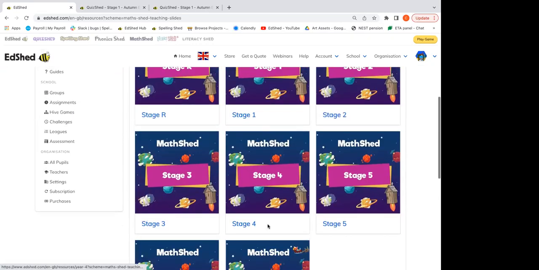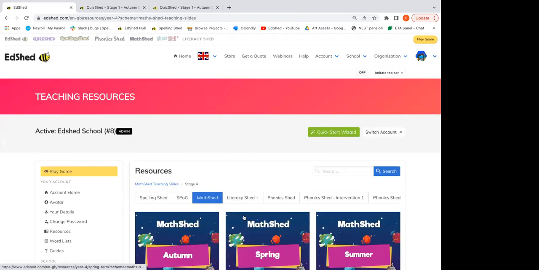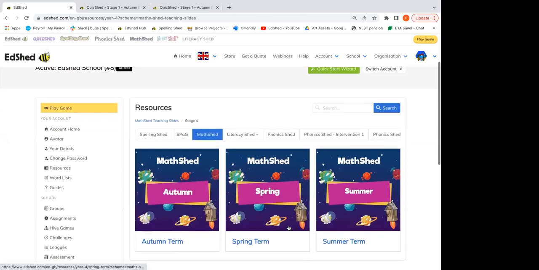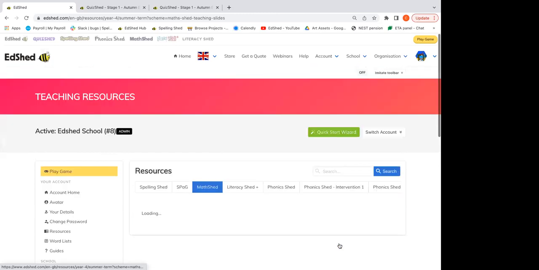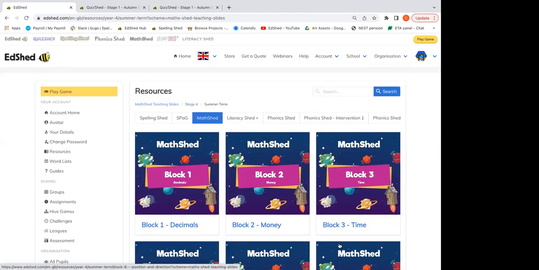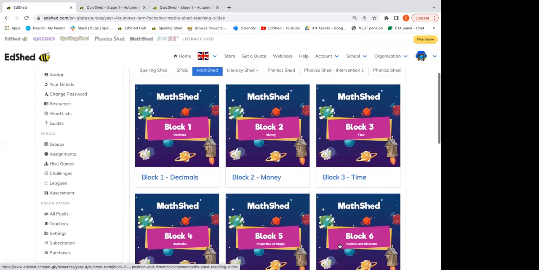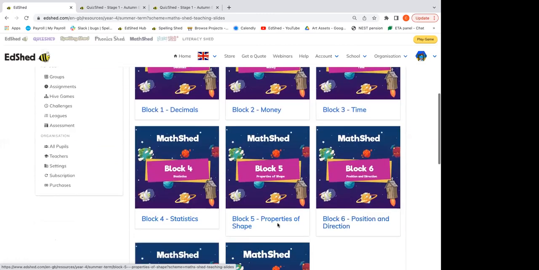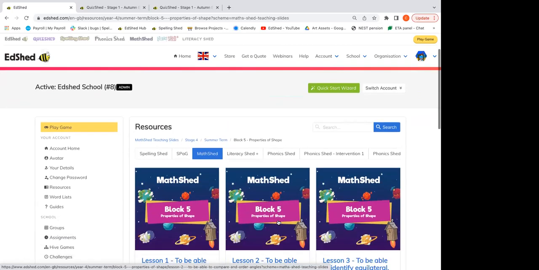It's worth noting as well that for each of the end of terms and the end of blocks, we have assessments. And these are exactly like the quizzes that I just showed you. You just allocate them to the pupils to access on their logins, and it will give them questions that sum up, that cover the objectives of either the block or the term that they have just done. So that's block 5, properties of shapes, and lesson 4.